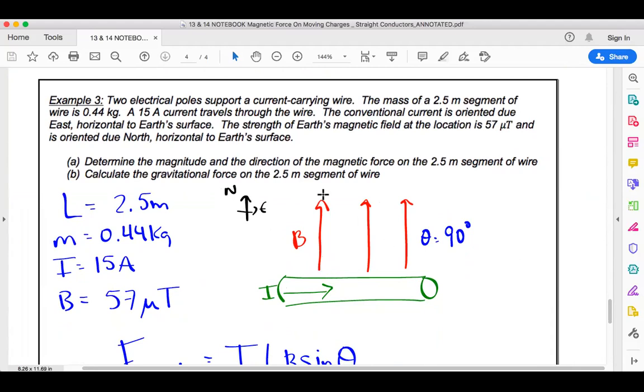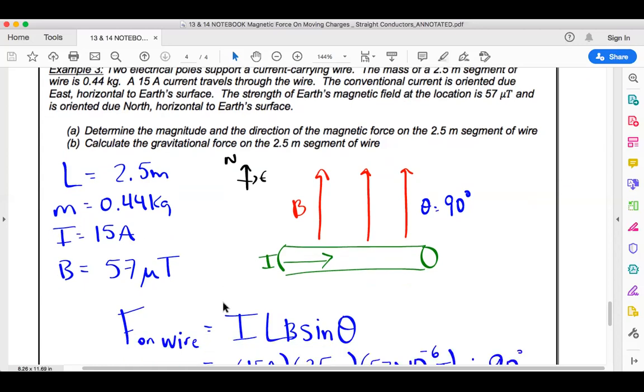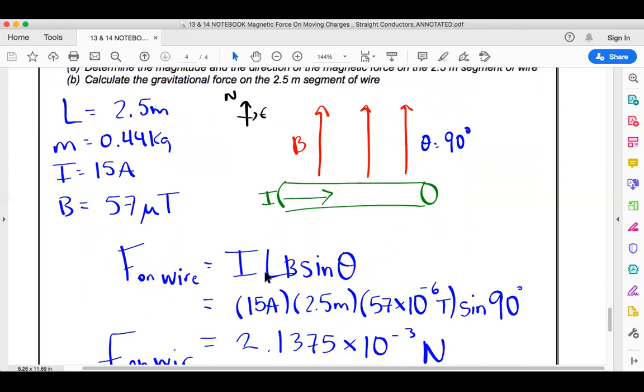So we've got electrical poles, magnetic fields, there is a mass given, there is a length given, we have the current given, and we're told the strength of Earth's magnetic field, so our B is given, current is given, mass is given, length is given. So can we find FM? Sure, we have ILB sine theta, we sub in our values.